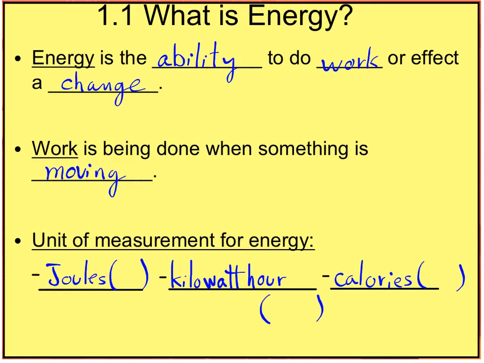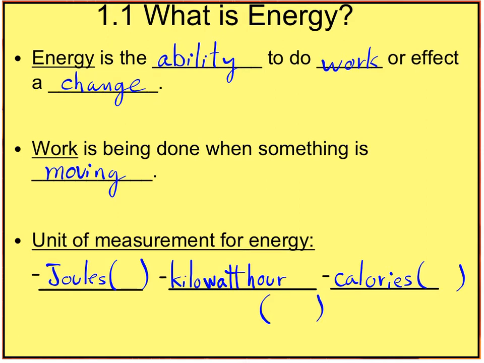First, we can define energy. Energy is the ability to do work or effect a change, and work is being done when something is moving. So there's basically energy involved every time we see something that changes speed or slows down, or something changing shape or changing state. That's where energy is involved.